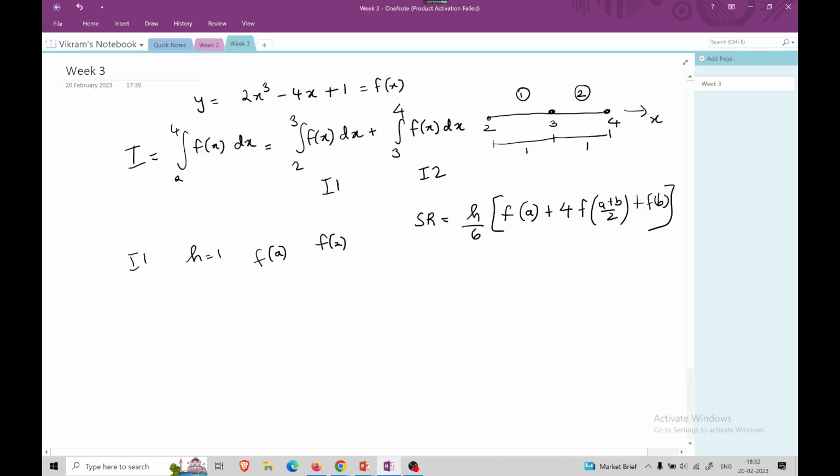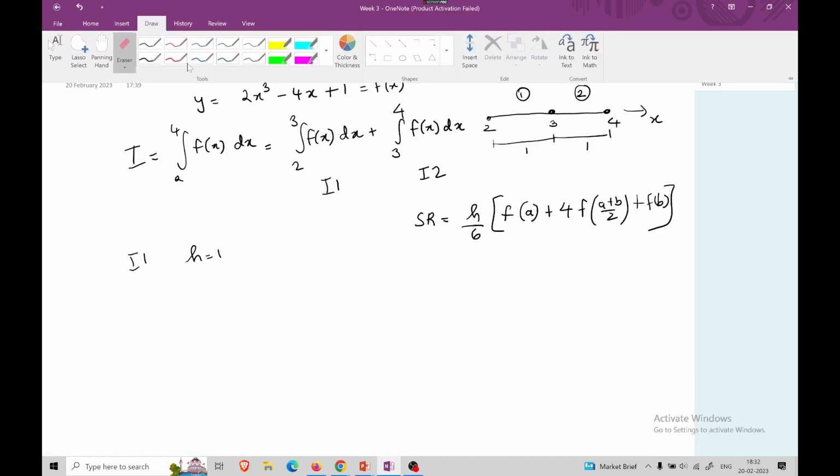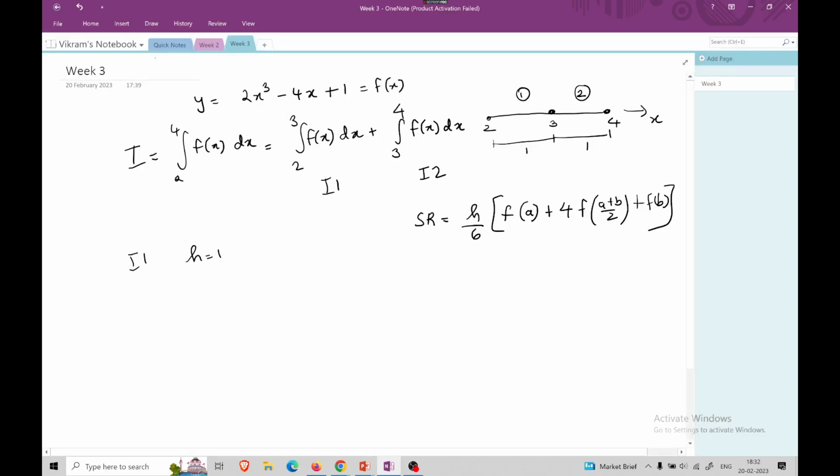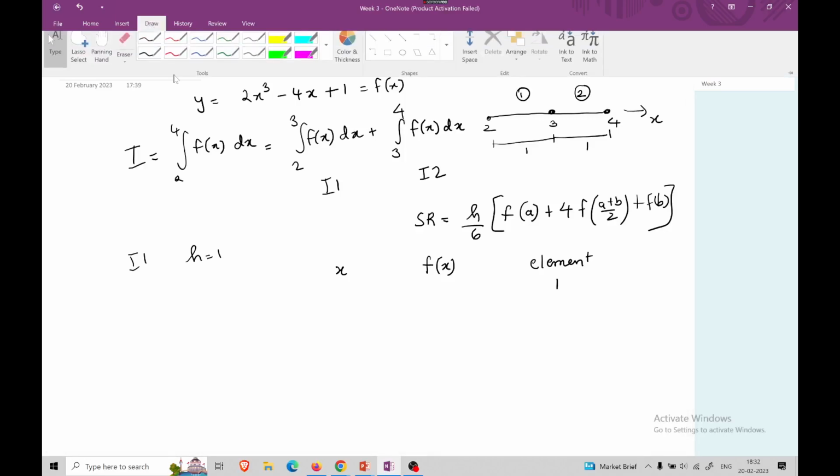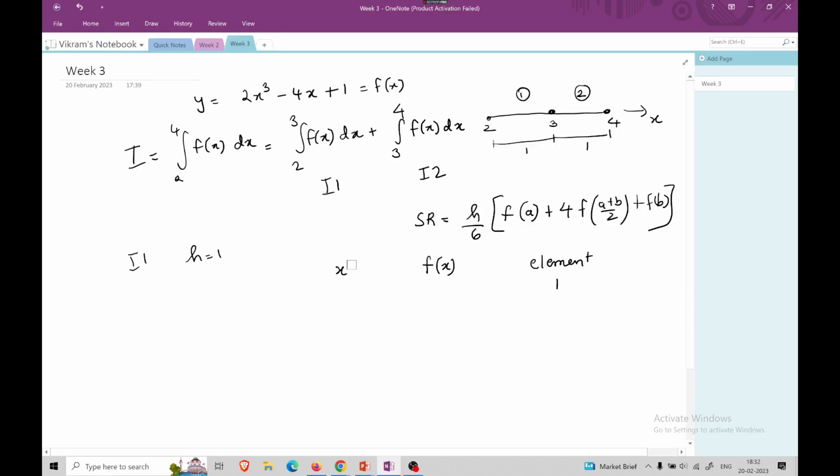Actually I guess it's better to make a table. I'll make a table now. Let us find x, f of x and element. For element 1, not this way, I'll rather put it as a, b.